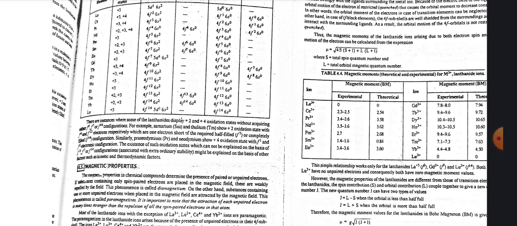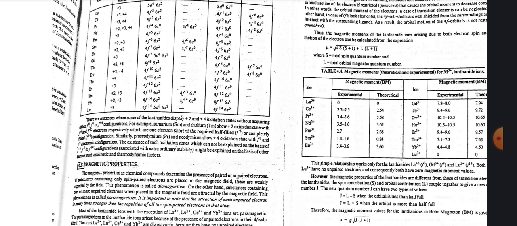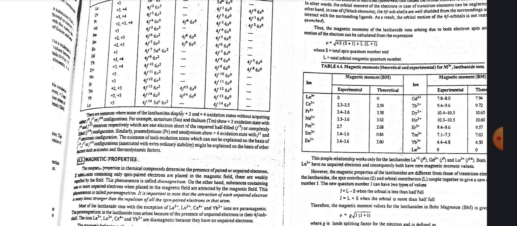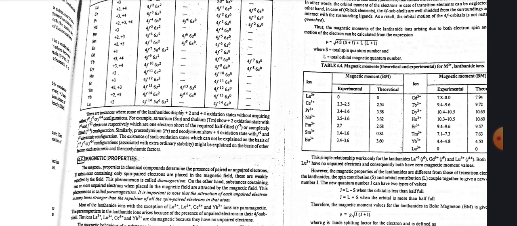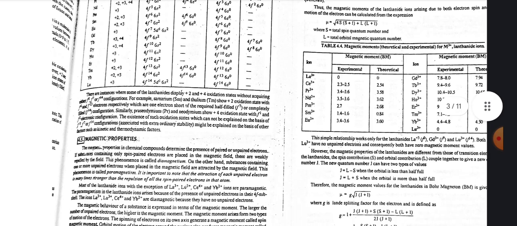On the other hand, in case of f block elements, the 4f subshells are well shielded from the surroundings, so they do not interact with the surrounding ligands. As a result, the orbital motion of the 4f electrons is not influenced. The theoretical and experimentally determined magnetic moment values of the tripositive lanthanide ions are given below.